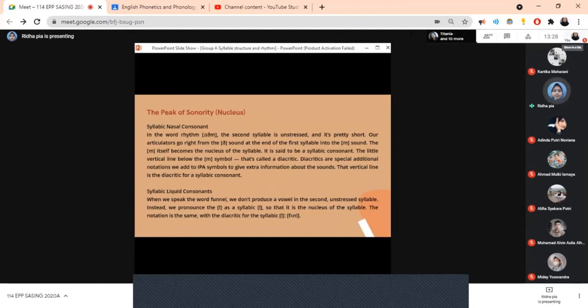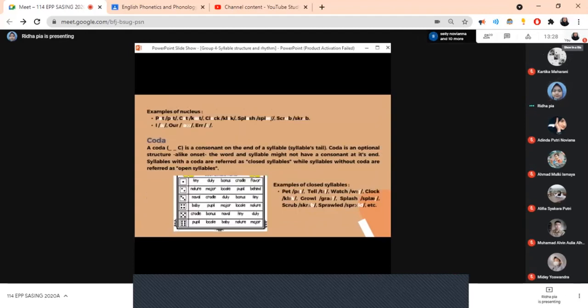So the syllabic nasal consonant and syllabic liquid consonant are used when there are no vowels in a word such as rhythm and funnel. Here are examples of nucleus: pat, cat, clock, splash, scrub, and eye, hour. So the nucleus is the middle part or the first vowel of the syllable, as you can see.